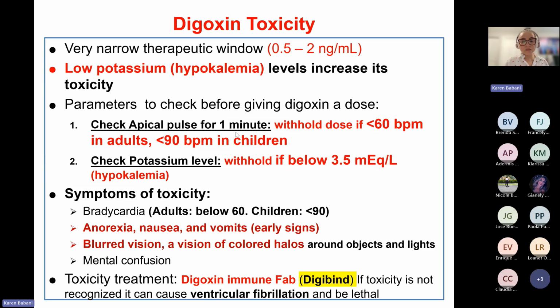Here I put 90 in children, 16 adults. I forgot to put the 70. I'm sorry, the 90 is for infants. I need to correct that. It's 70 for children. Check your potassium. We hold it if it's below 3.5.